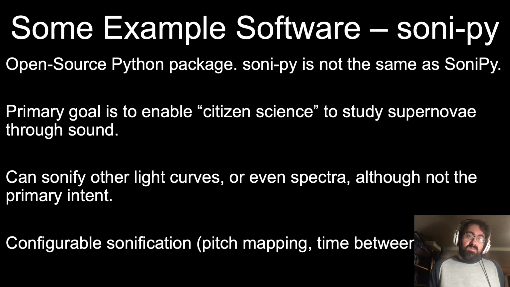Its primary goal is to enable citizen science, so allowing members of the public to be able to help study and classify stellar explosions, which we call supernovae, using sound. It can sonify other light curves as well, though it doesn't have to be supernova, and there's nothing stopping you from giving it spectra, although it's not the primary intent of the tool. And like Astronomy, it is configurable. You can change the pitch mapping and the timing between the notes, but the configuration parameters differ from how they're specified between the two tools.